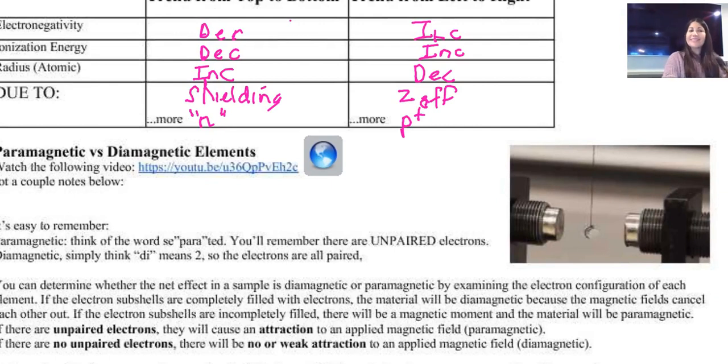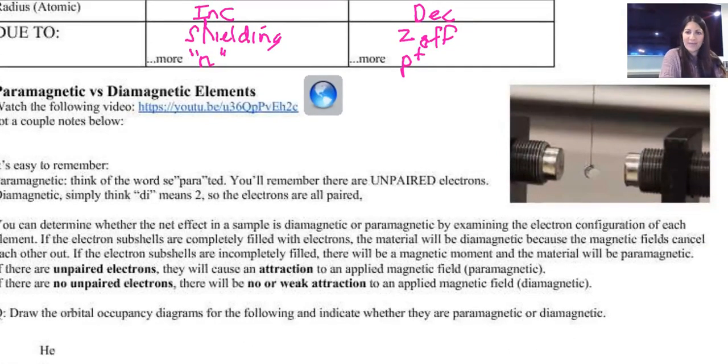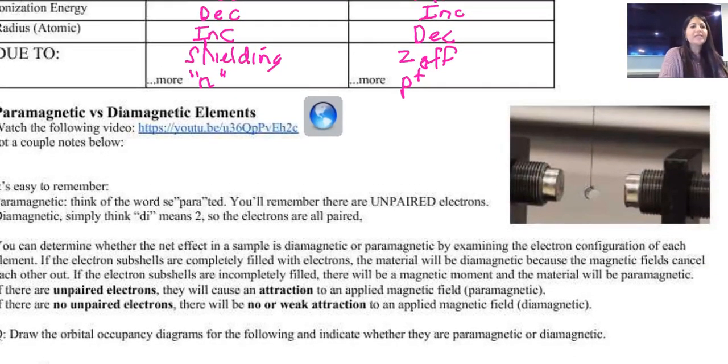Okay, last thing, paramagnetic versus diamagnetic elements. Okay, so it's super easy to remember. Just a couple of things about it. When you hear the word para, like in the word separated, I want that to be your key. That means that the electrons are unpaired, separated. So please do not mix that up and say para sounds like pair. Wrong. Para is like separated.